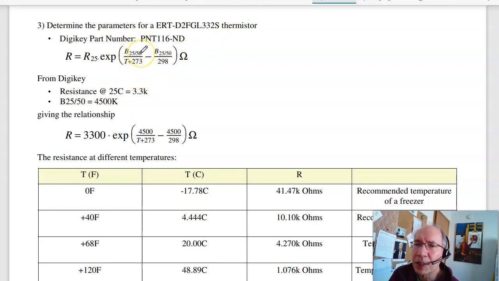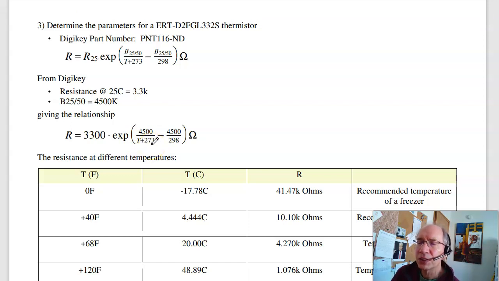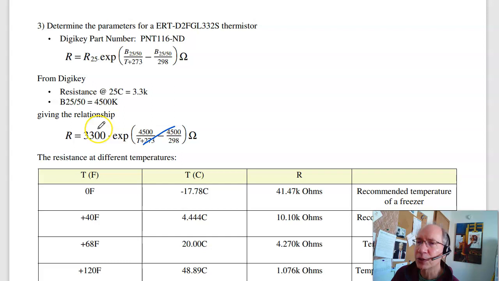This is my B number. This is degrees Kelvin. If I have temperature in Celsius, Celsius plus 273 gives you Kelvin. 25 Celsius is 298. At 25 Celsius, these two numbers are the same. They cancel. I get 0. E to the 0 is 1. That's the resistance at 25 Celsius.